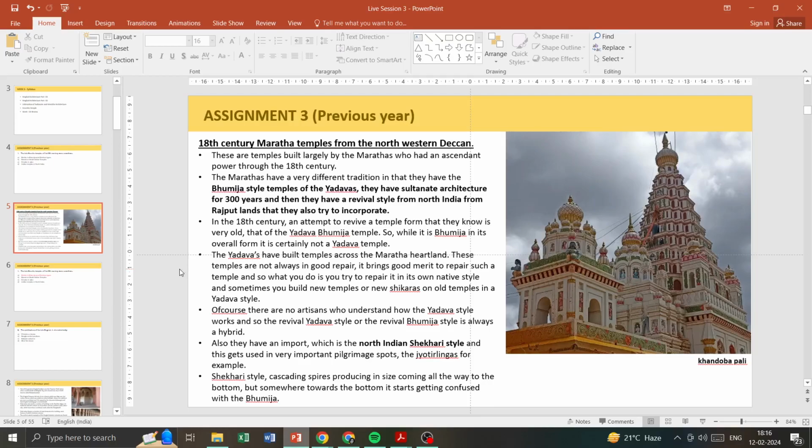And Shekhari style, cascading spires, which we had talked about in week one, that Shekhari styles have the cascading spires, producing in size coming all the way to the bottom, but sometimes toward the bottom it starts getting confused with Bhumija. Because the artisans in that region at that time didn't know how to make a proper Bhumija temple or a proper Shekhari style temple, and often these artisans combined ideas. So what we see usually is that it starts with the Shekhari style, with different Shekharas cascading, but in the bottom of the Shikhara it becomes Bhumija style, in which you see different levels with different kutas.